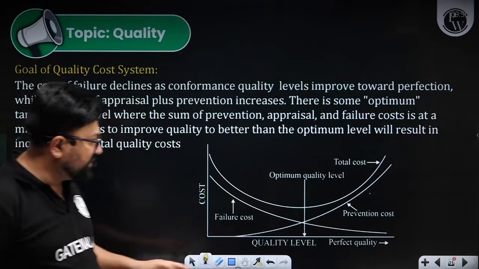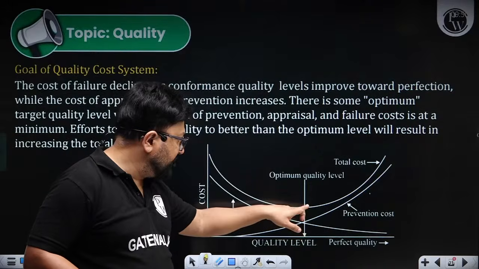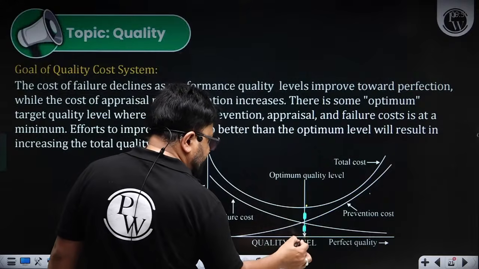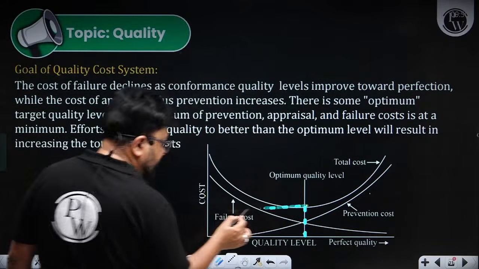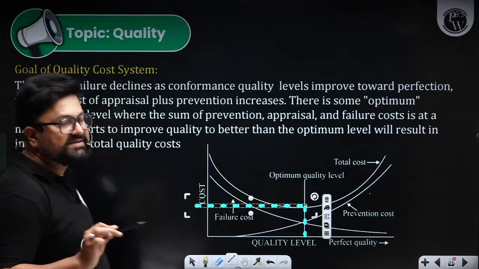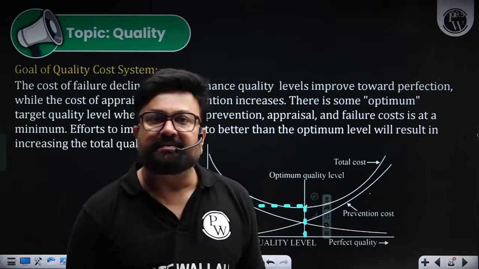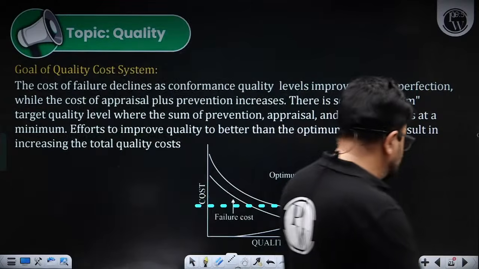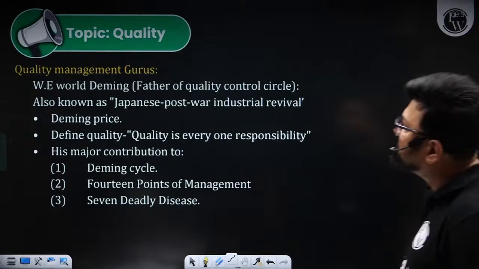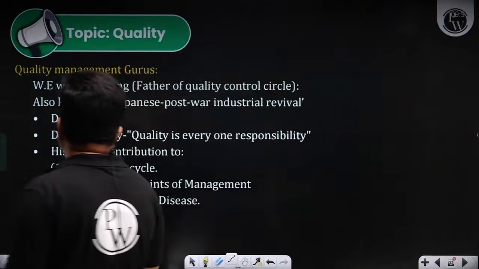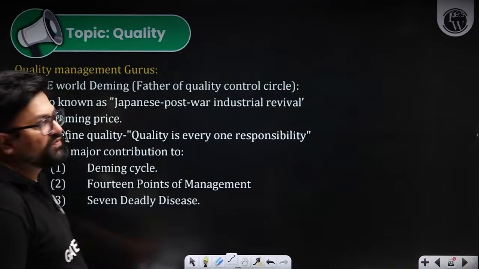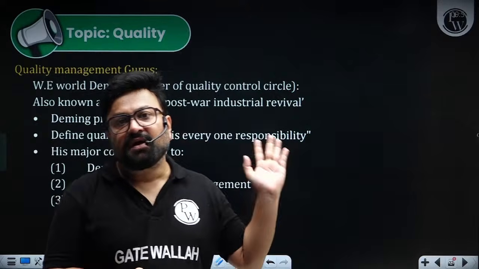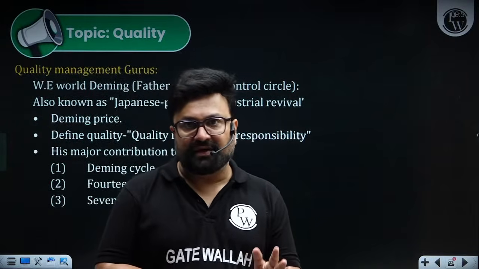So, I was telling you that you are getting the optimal level of quality at the minimum cost. As simple as that. Now, in quality management, there are some quality management gurus. W. Edwards Deming is the father of the quality control circle, also known for the Japanese post-war industrial revival.